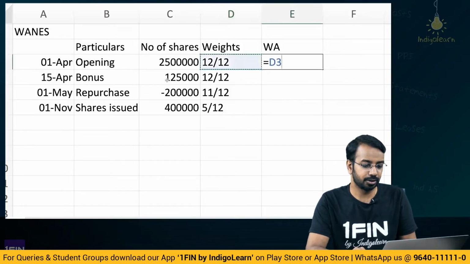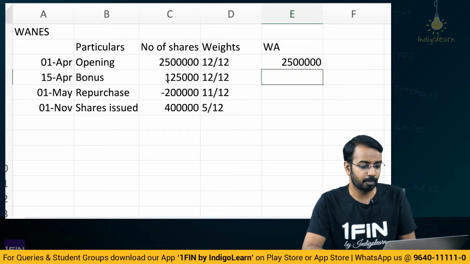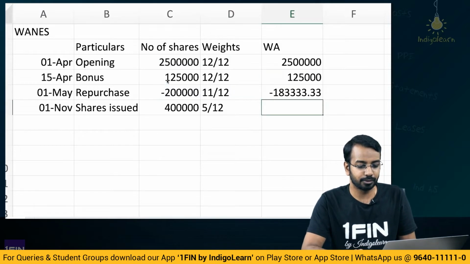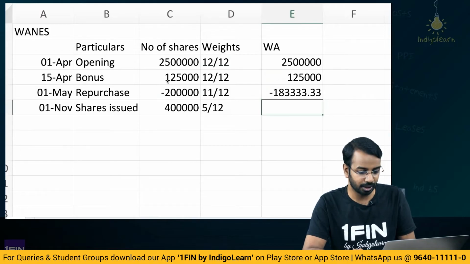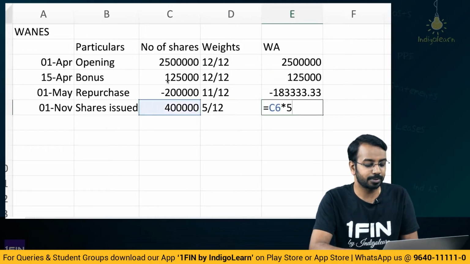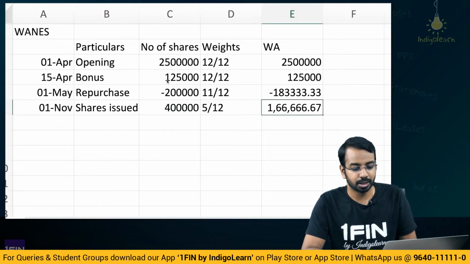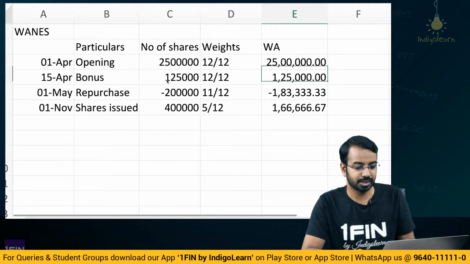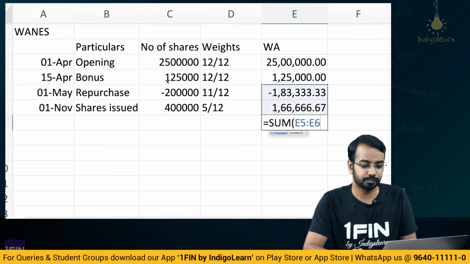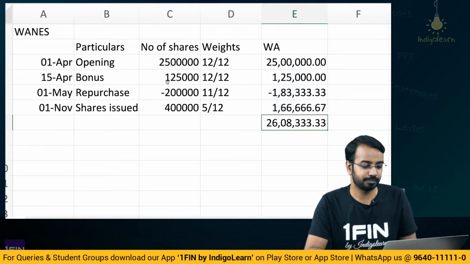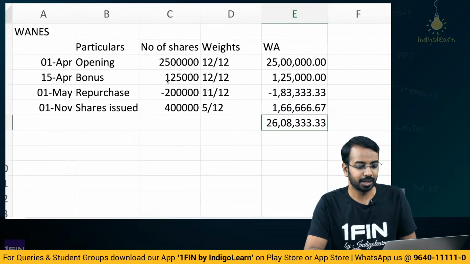So, what is the weighted average? 25 multiplied by 1. Here also multiplied by 1. Minus 2 multiplied by 11 divided by 12. You get 1,83,333.33. And 4 multiplied by 5 divided by 12. You get 1,66,666, right. So, what is the total weighted average? Sum of all of this, you get 26,08,333, right. That is one way to do.